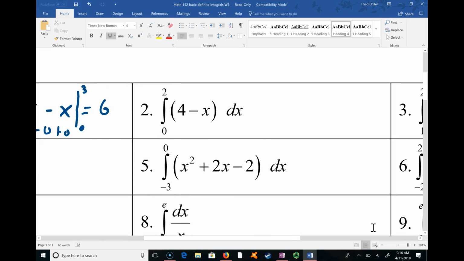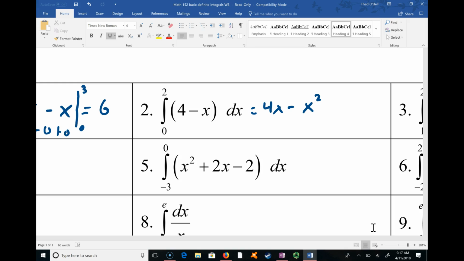So number 2, 4 minus x. Where did that derivative come from, do you think? That had to come from 4x minus x squared, didn't it? But this time when we go to take the derivative to check it, we have a problem. What's the derivative of 4x? 4. What's the derivative of negative x squared? Negative 2x. Oh, missed it.